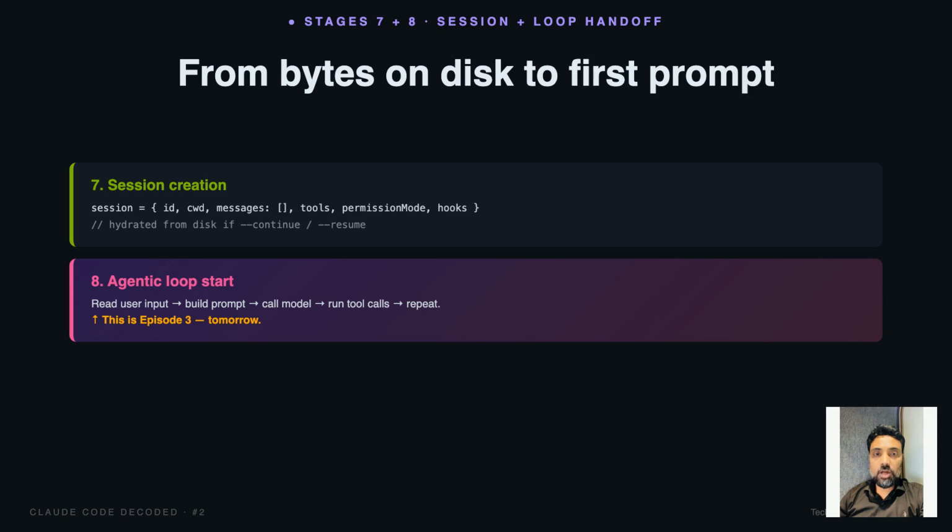Stage 7, session creation. Claude creates a session object that holds the conversation state. The session has an ID, a directory it was started in, the message history, the active tool registry, the permission mode, and a few other things. If you ran with continue or resume, this session is hydrated from disk, otherwise it's fresh. The purpose is every interaction with Claude Code happens in the context of a session. The use case is you can resume a session by ID later. Sessions get archived for transcript history debugging.